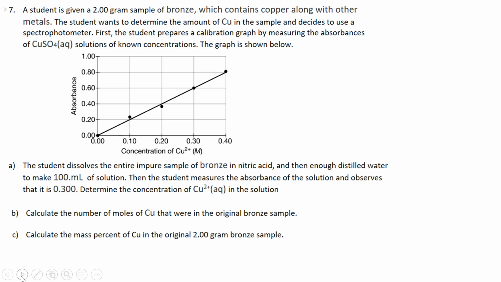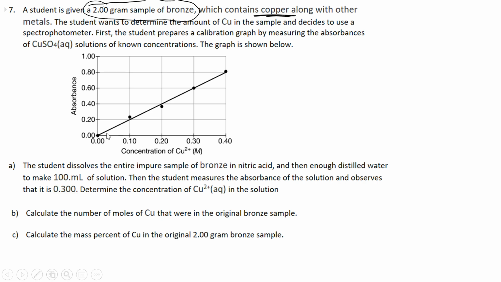So let's look at a calculation application here. This is similar to what we did in the analysis of brass lab. So we have a 2-gram sample of bronze. Bronze is an alloy, which is a mixture of different metals. So it's got copper along with some other metals. And we want to figure out how much copper is in the bronze. So the student makes a calibration graph by measuring the absorbance of various concentrations of copper solutions.